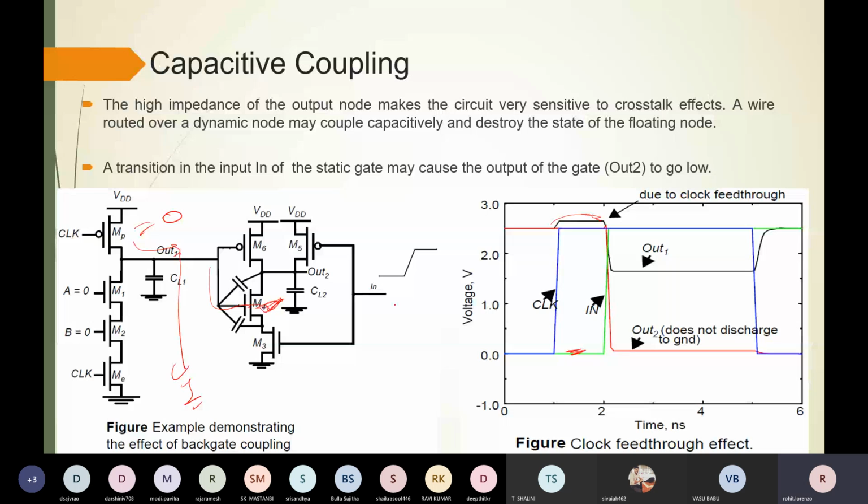In this case, suppose in the first case the input is 0, it will not get the path from this. It will not get the path from this. Now when you change this to 1, when this input turns to 1 here, the output gets discharged. This will turn on at 1, it will get the discharge path, but you can see the output does not discharge to ground fully. Why does it happen? This happens because of this capacitive coupling, because of the loss of charge earlier due to capacitive coupling. So some charge is lost earlier, so that's why it will not reach the ground.